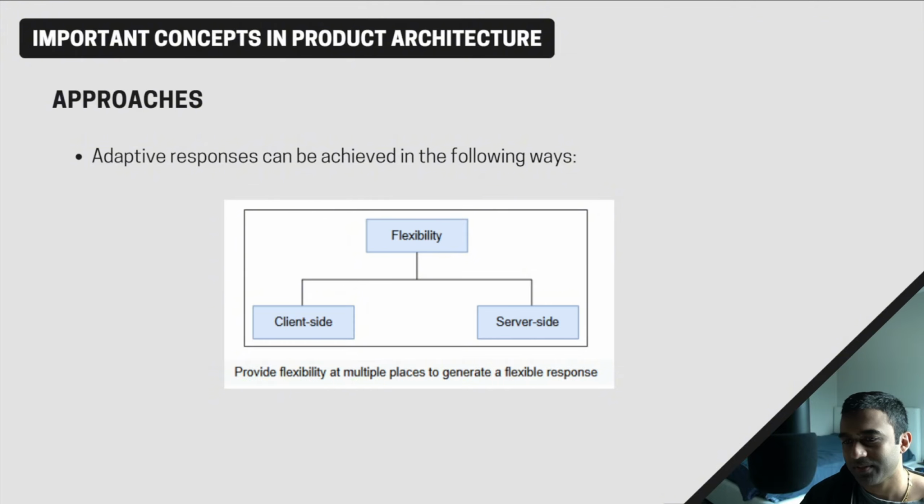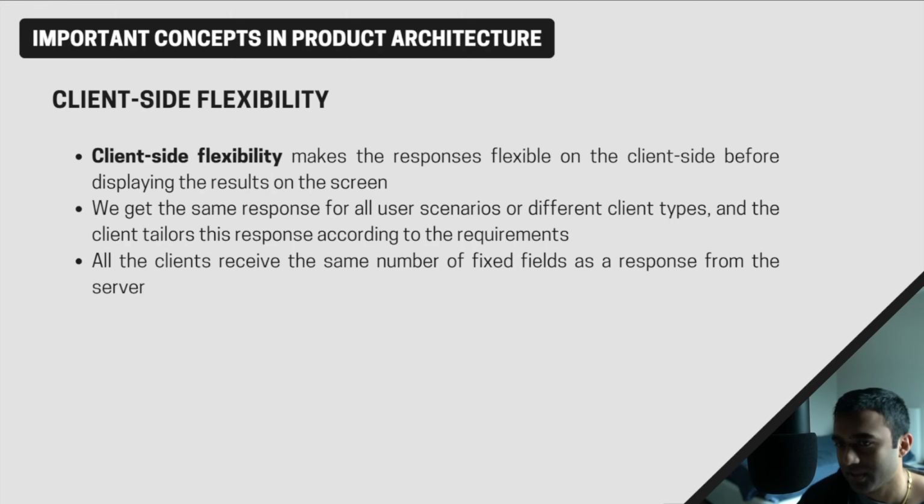We can provide flexibility at multiple places to generate a flexible response, such as the client side and the server side. Client side flexibility makes responses flexible on the client side before displaying the results on the screen. We get the same response for all user scenarios or different client types, and the client tailors this response according to the requirements. All the clients receive the same number of fixed fields as a response from the server.